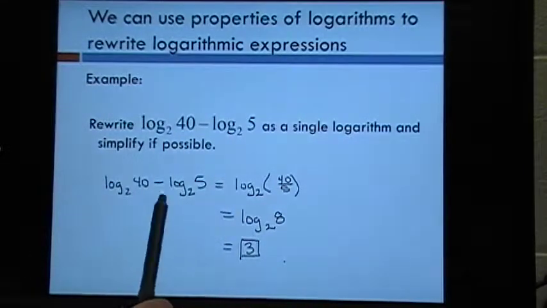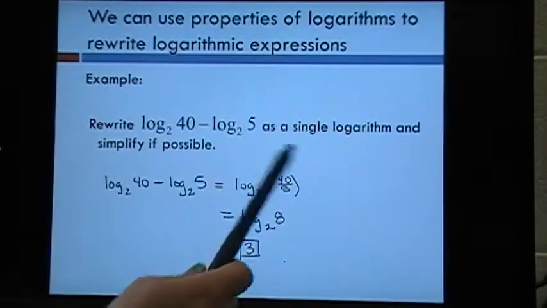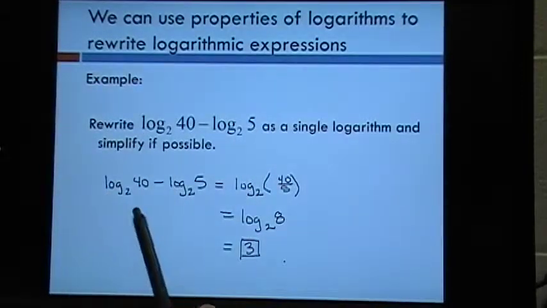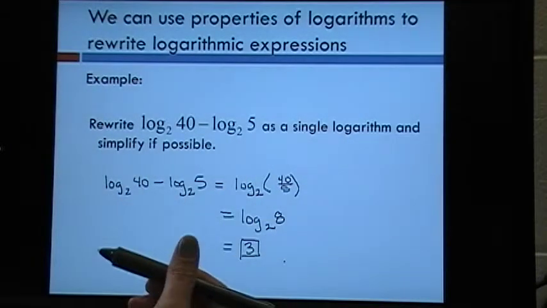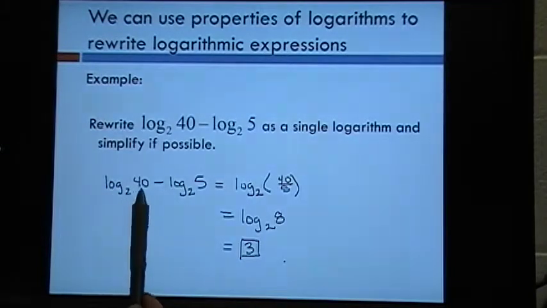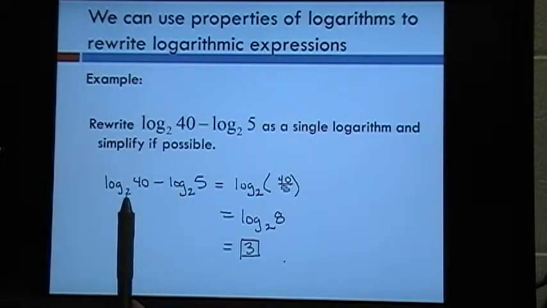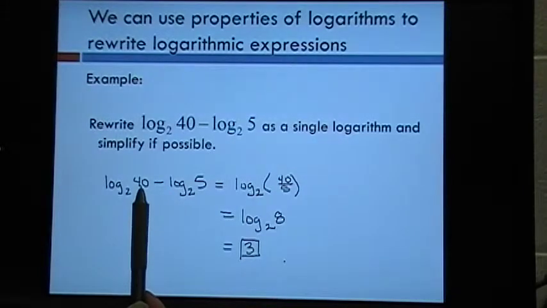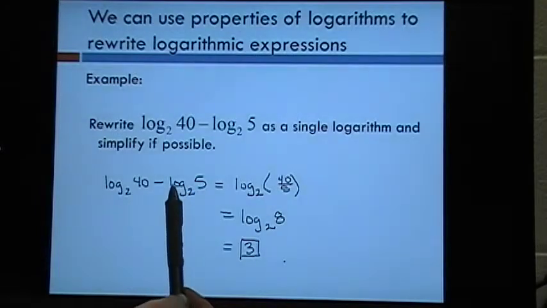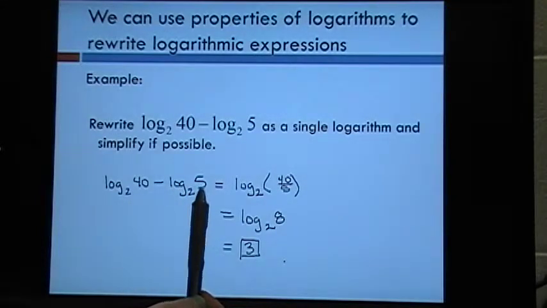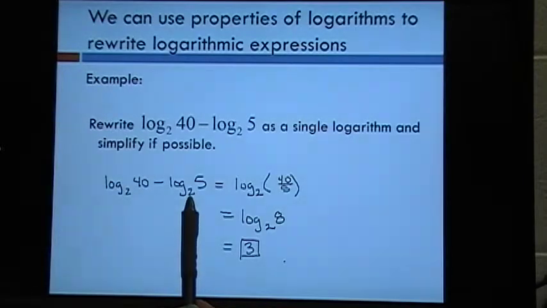And so it's nice, you can see, when you're using these properties of logs, sometimes you're given something that you can't really figure out by hand. So if I'm looking at log base 2 of 40, and I'm trying to decide what I would need to raise 2 to to get 40, well, that's not something I can guesstimate, and I can't say for sure because 40 is not a power of 2. Same thing here, log base 2 of 5. 5 isn't a power of 2, so I don't know for sure.